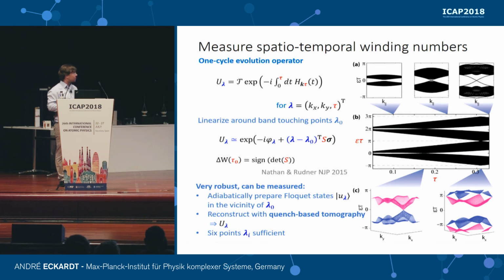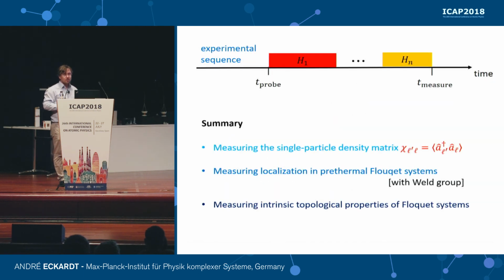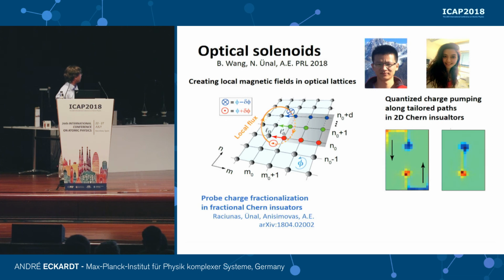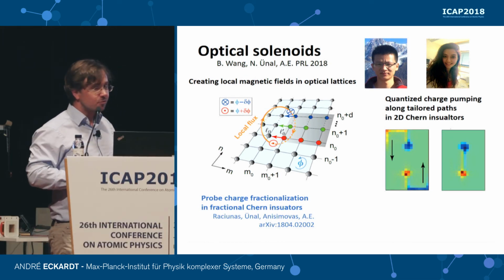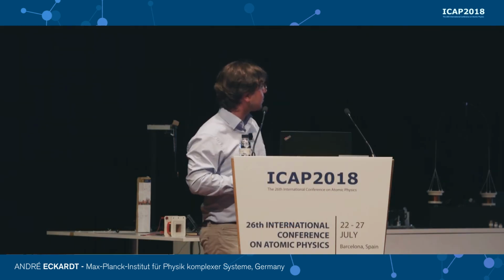So with this, I would like to conclude. This is the summary of what we did, and I just flashed some results where we have a scheme for how to create local magnetic fields in an optical lattice system, also using quantum gas microscopy techniques, and we can do charge pumping in 2D Chern insulators, and we can really determine the path where the charges go. So they can go like this, or they can go like this by just changing the vector potentials which we ramp. But if you're interested in this, you can look at this publication.